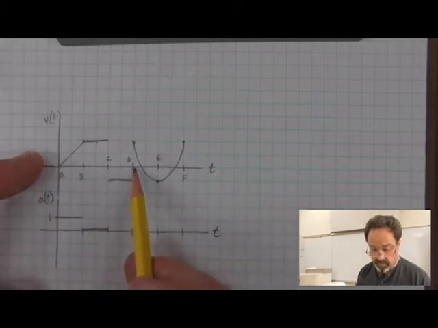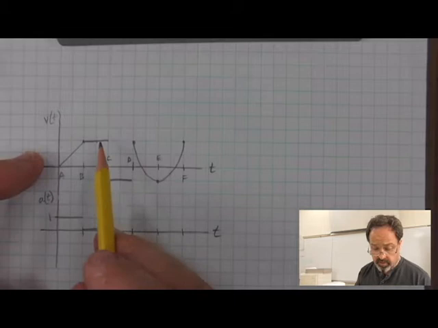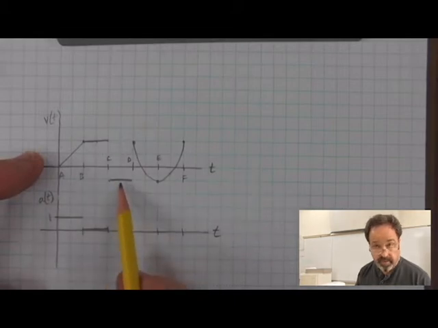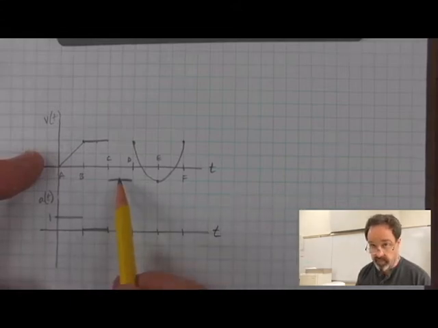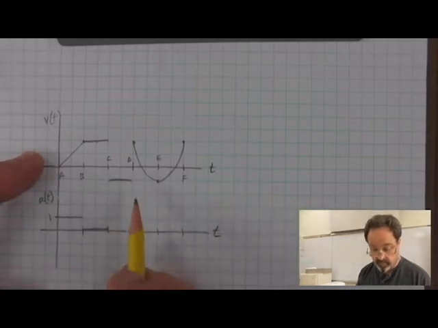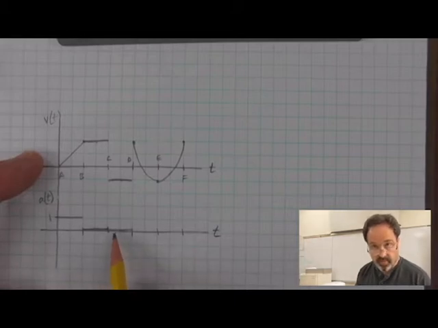Now, from C to D, our velocity jumped from being positive to negative. Positive velocity might mean we're moving forward. Our position is going up. Negative velocity means we're going backwards. Our position is decreasing. But the acceleration remains 0. There is no change in velocity during this time. So we have, again, another constantly 0 acceleration piece.